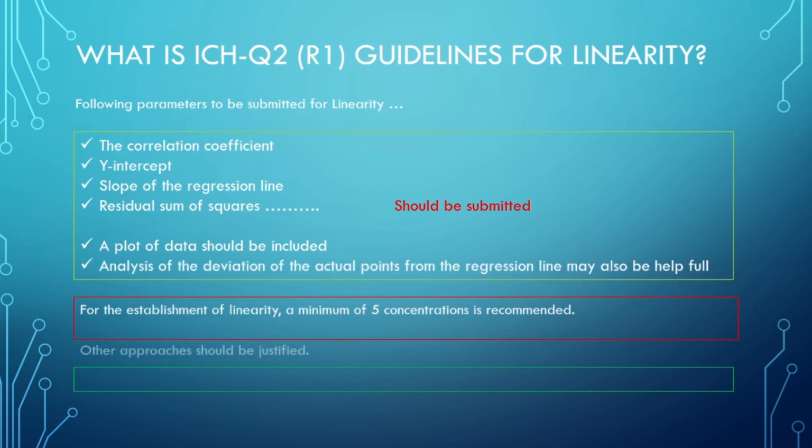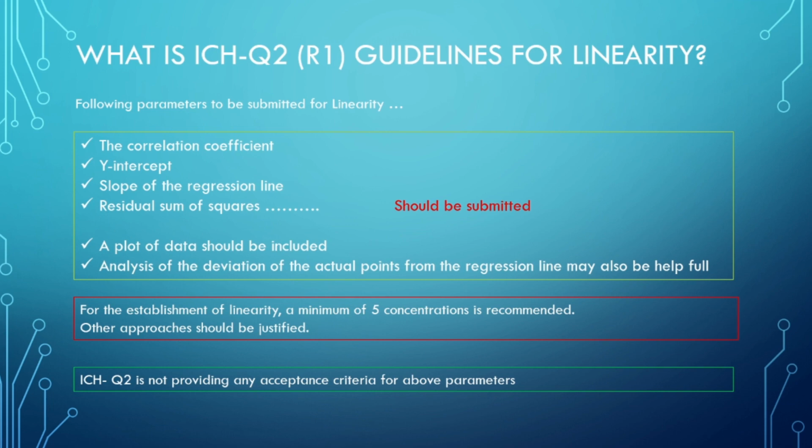And also ICH is telling that analysis of the deviation of the actual points from the regression line may also be helpful. In the next slides, we are going to talk about what exactly that is. Also the ICH guideline is telling that for establishment of linearity, a minimum of 5 concentrations is recommended. Other approaches should be justified. For example, if you are taking only 4 concentrations, then you should have justification. ICH Q2 is not providing any acceptance criteria for the above parameters.